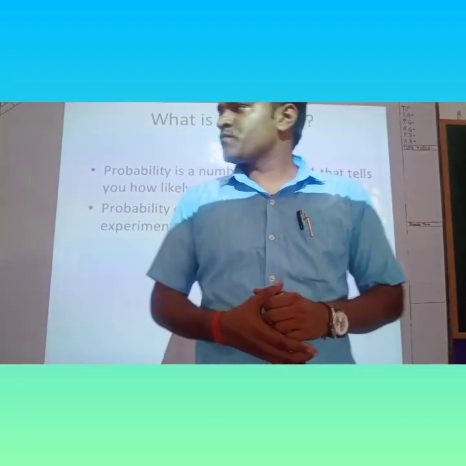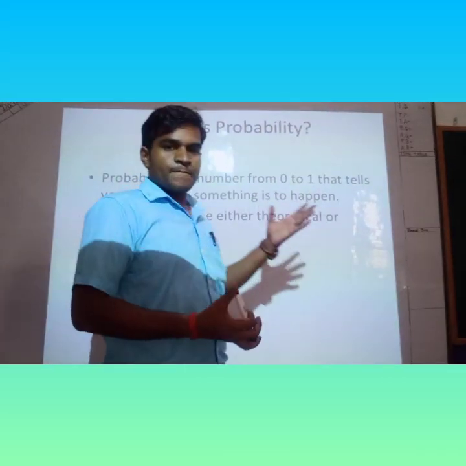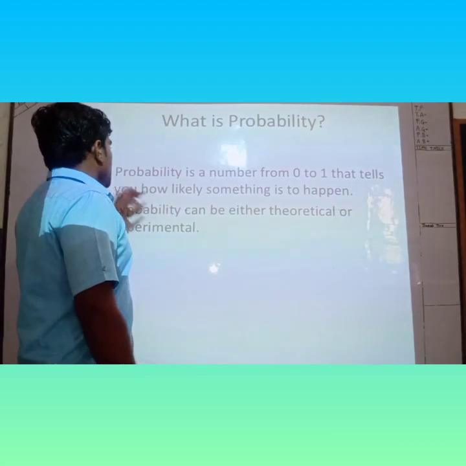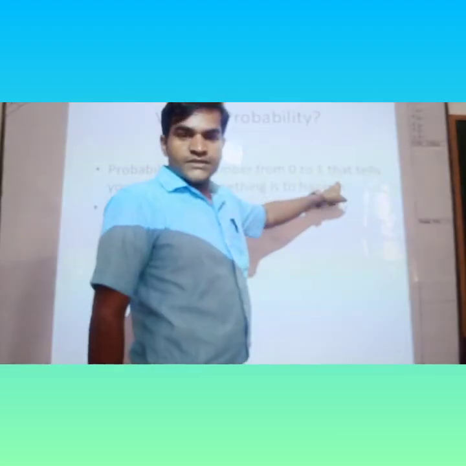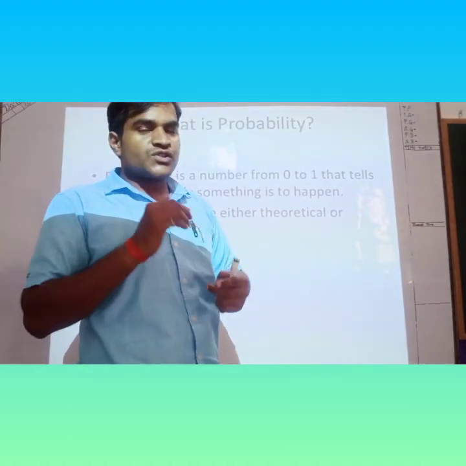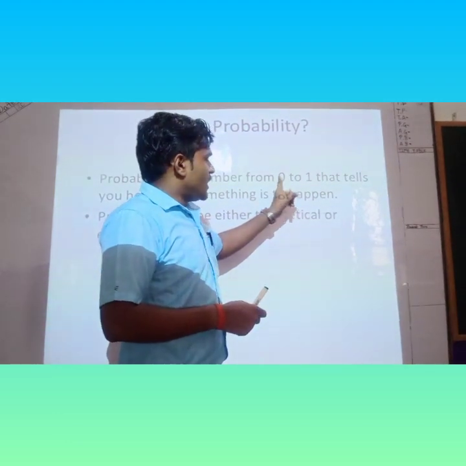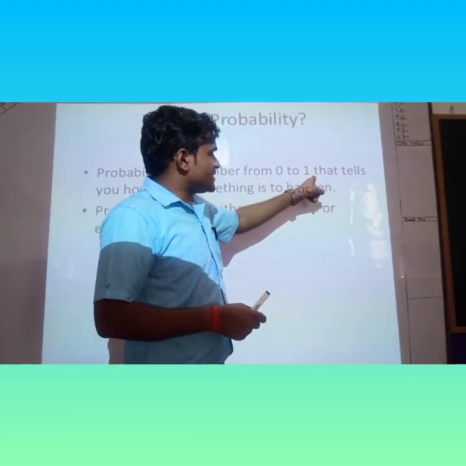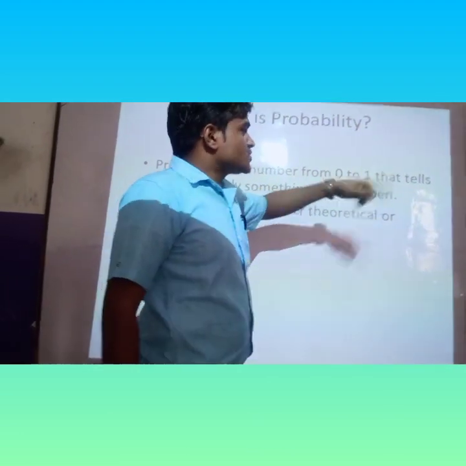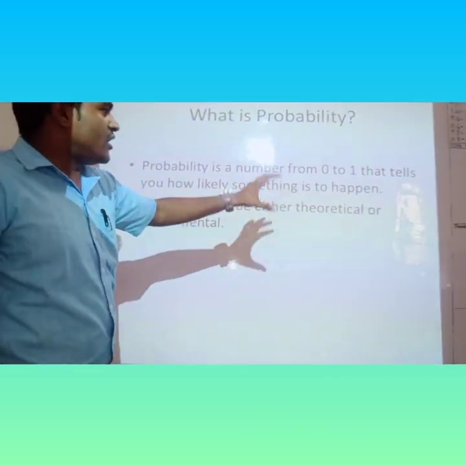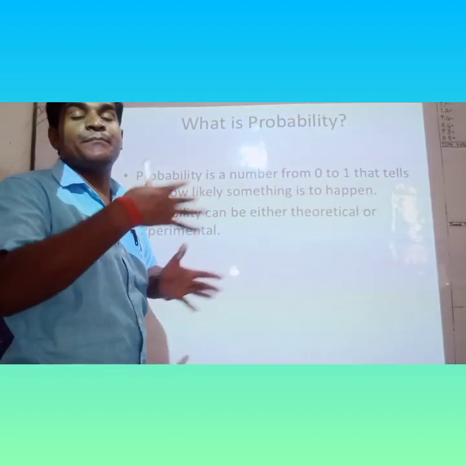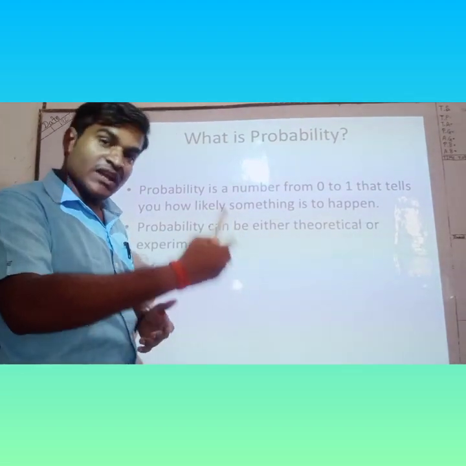So, dear students, now the question in front of us: what is probability? Probability is a number from 0 to 1. That means when you find the probability, we will get either 0, or greater than 0, or 1, or less than 1; it is from 0 to 1. It may be 0 or it may be 1 also. So children, probability is a number from 0 to 1 that tells you how likely something is to happen.